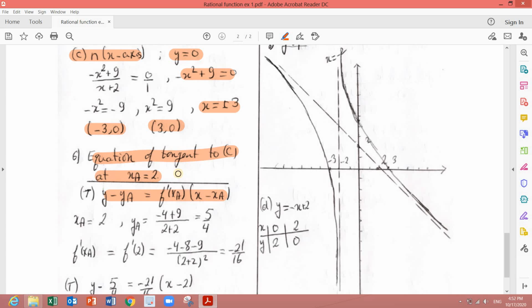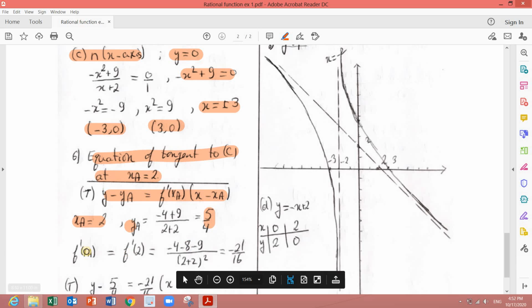So first we have x_A equal to 2. I need to determine y_A. To determine y_A, I replace the value of x in the given equation or in the given function. I get minus 4 plus 9 over 2 plus 2. We get 5 over 4. So point A becomes (2, 5 over 4).